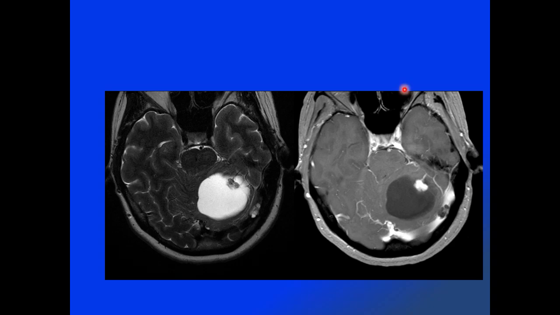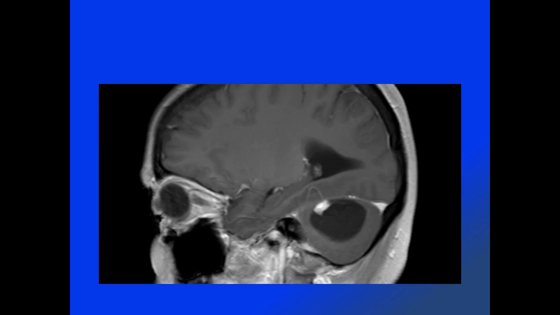T2-weighted axial image demonstrates a cystic mass with an intermediate isointense mural nodule, which demonstrates prominent enhancement on post-contrast T1-weighted image, consistent with a hemangioblastoma. Sagittal T1-weighted images obtained post-contrast again demonstrate a predominantly cystic mass with an enhancing mural nodule.